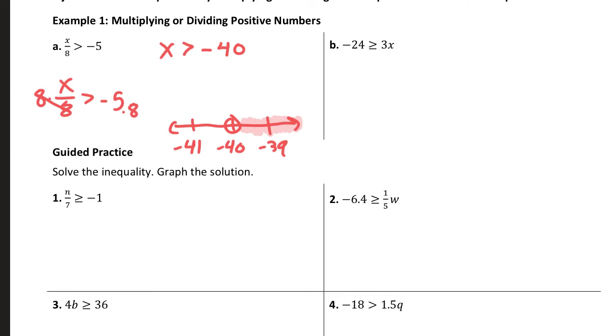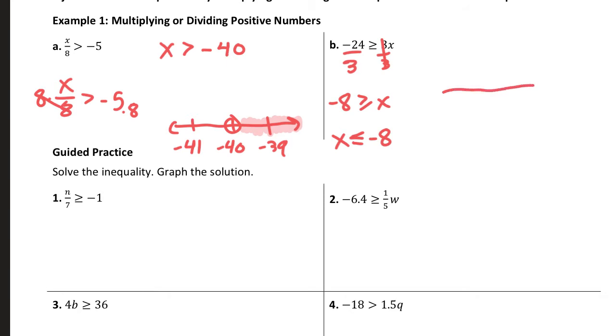Next inequality, I have negative 24 is greater than or equal to 3x. I would solve that by dividing both sides by 3 to undo that multiplication. So this becomes negative 8 is greater than or equal to x. And like we were doing before, I'm going to flip everything around. This really means x is less than or equal to negative 8. That is an important thing.